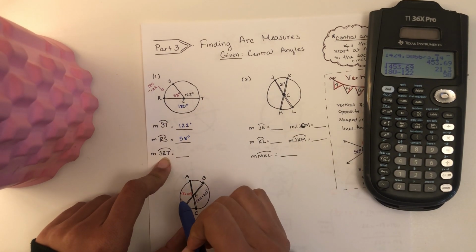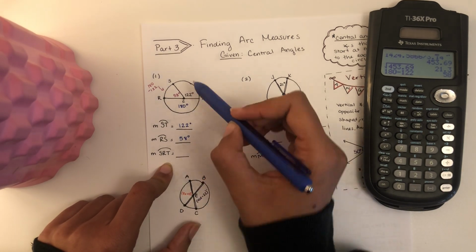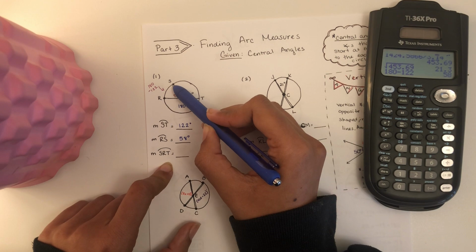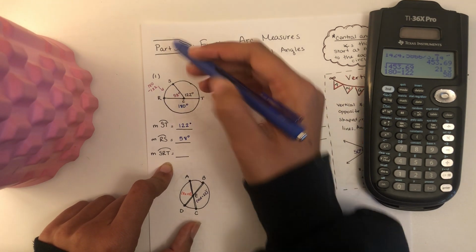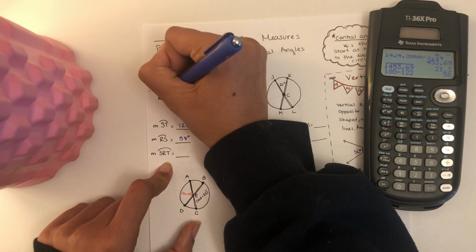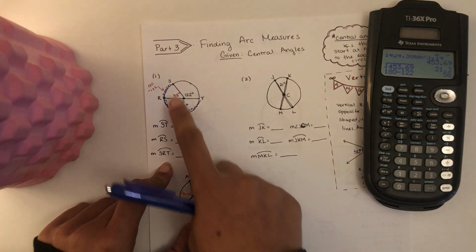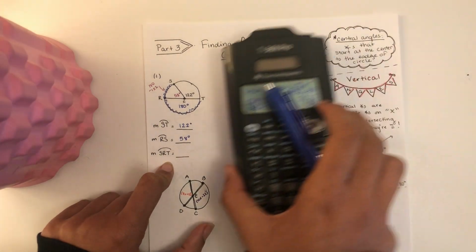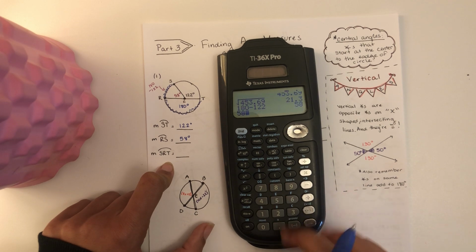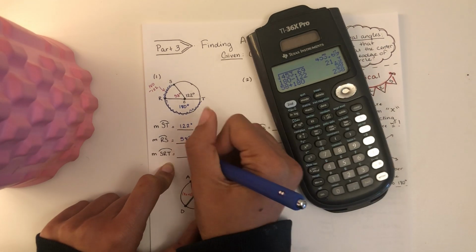Now they want SRT. That's a major arc, I'm sorry, because there's 3 letters. So start at S, go to R, then to T. So they're looking for S to R to T. They're looking for this one. What numbers am I adding up? 58 plus 180. And that's 238.